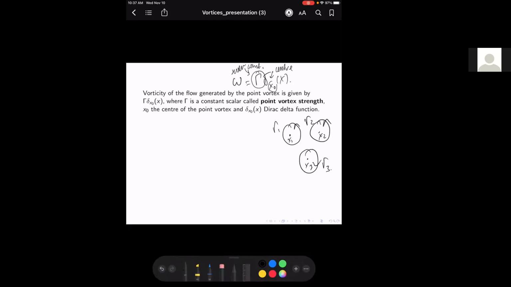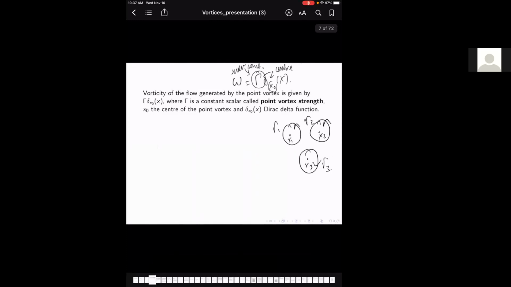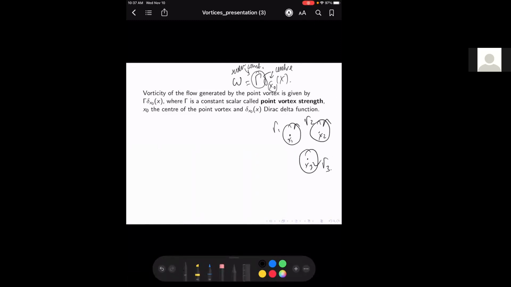Now, gamma tells us two very important things. First of all, from the previous slide, it tells us how fast we're going around the center, because the tangential component of velocity is proportional to it. And second, the most important bit of information for us: if we set an orientation in the plane and our point vortex is going anti-clockwise, then gamma is greater than zero. If it is going clockwise, then gamma is less than zero. So on orientable manifolds, with a fixed orientation, the sign of gamma tells us whether we're going anti-clockwise or clockwise.